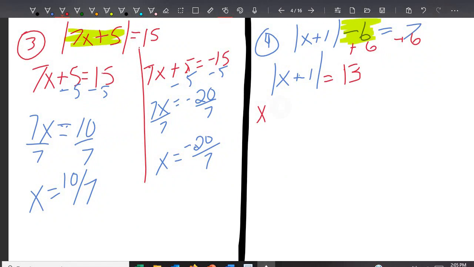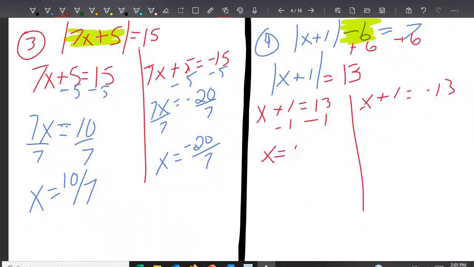Now we take the x plus 1, set it equal to positive 13. Take the x plus 1, set it equal to negative 13. Alright, so subtracting 1 from this side, we'll get positive 12. Subtracting 1 from this side, we'll get negative 14. That's my two answers. That's number 4.